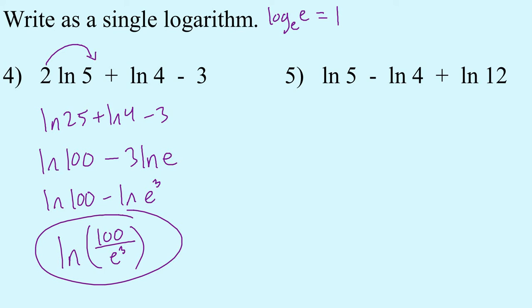Okay? So when you see a number by itself and you need it to be a log, multiply it by a log of the base, and the argument has to be the same, whatever base you wanted.